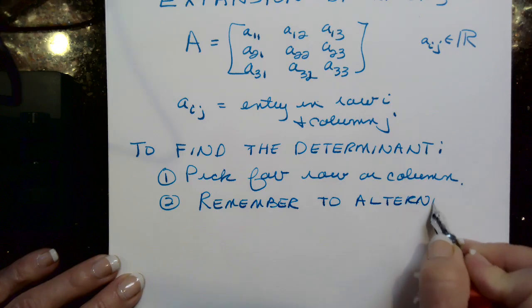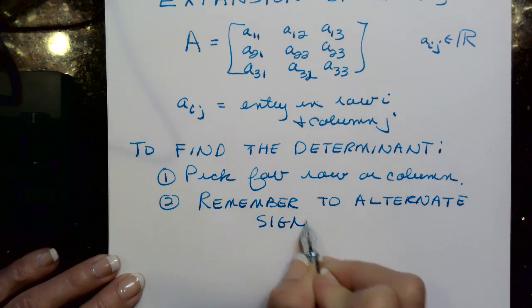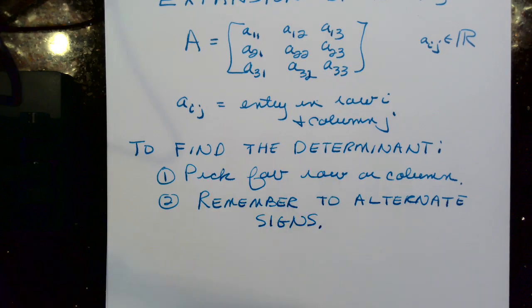And I'll tell you exactly how that works in a minute. Now, why would you pick a row or a column over another row? If you have one that has a bunch of zeros, or even just one zero, that'll simplify the calculations a decent amount. So you would want to pick the row or the column that has a bunch of zeros. And right now we'll say, suppose none of them do, they all look the same.